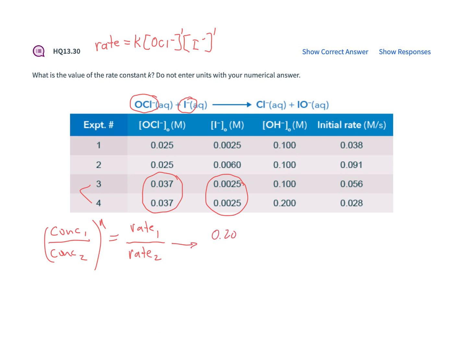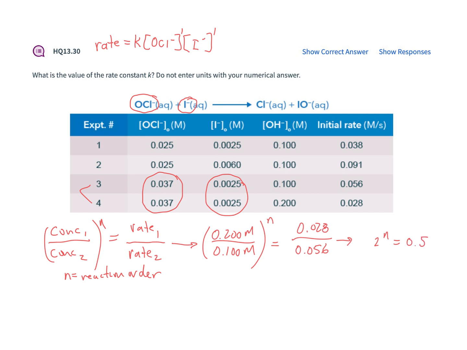So we've got 0.2 molar divided by 0.1 molar raised to the power of n, where n is our reaction order with respect to that species. So n is what we're looking for. We need that for our rate law. That's going to equal 0.028 divided by 0.056. So we divide, and I get 2 to the n equals 0.5.